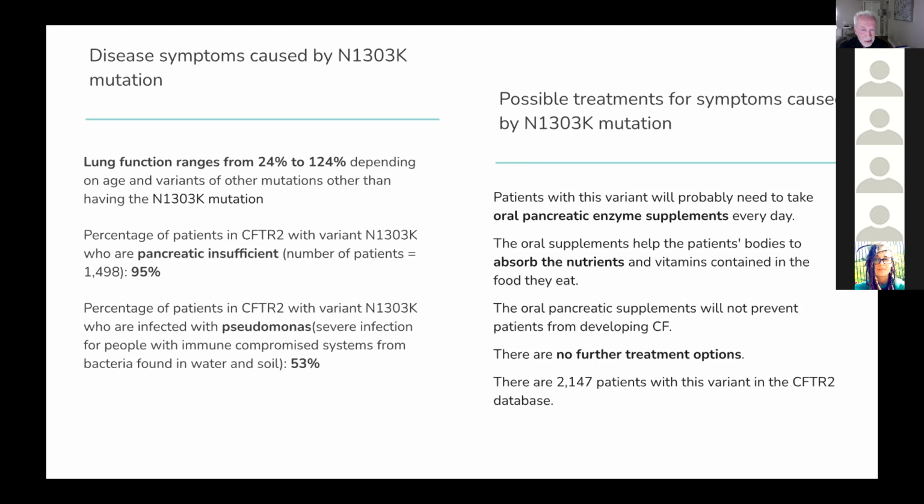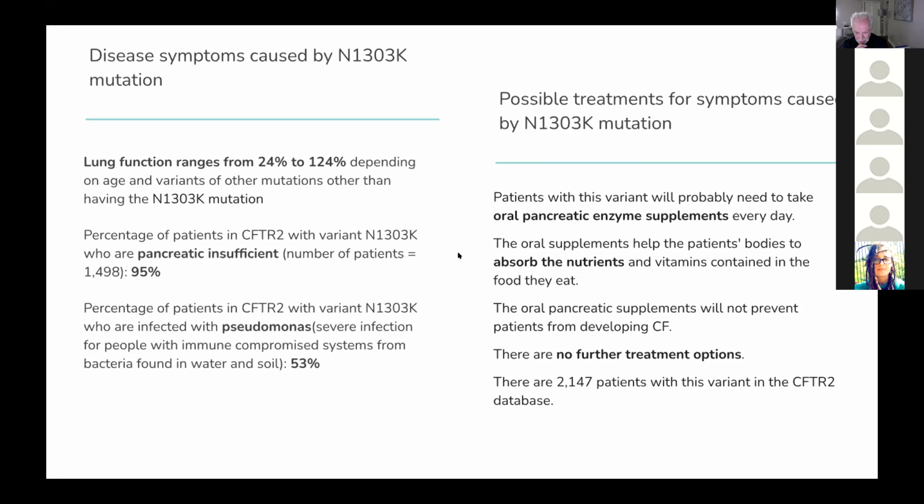And the possible treatments are very few. I didn't find anything that actually treats the disease. They kind of just treat the symptoms. So they take oral pancreatic enzymes every day to help them process the nutrients and vitamins in the food they eat, because as I said before, 95% of them are pancreatic insufficient, so they can't process the enzymes in the food. Those supplements help them, but these supplements don't prevent them from developing CF or developing it further. And from what I found, there's no further treatment options.